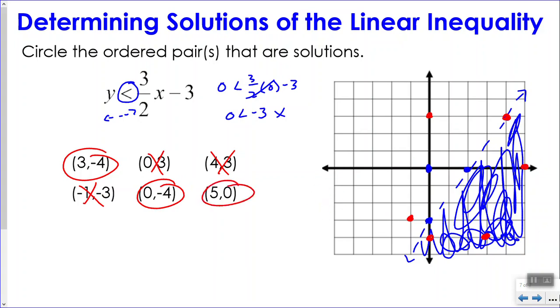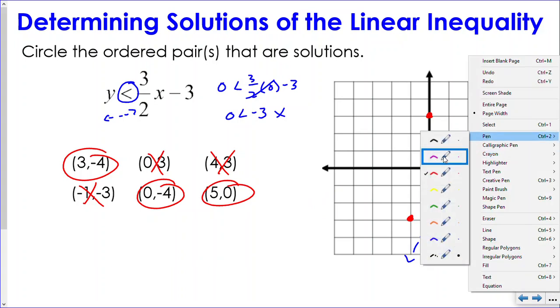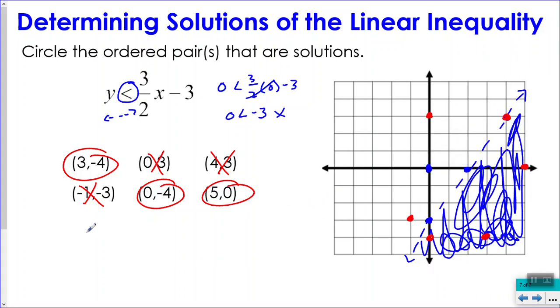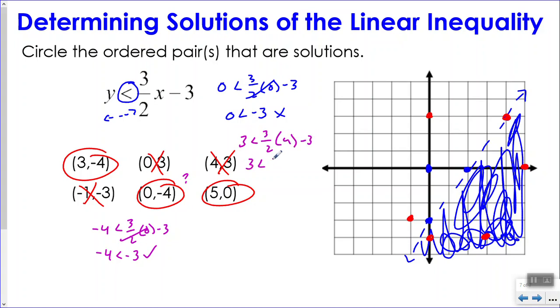Now, if you don't have a graph, or if you have a point that doesn't fit within the coordinate plane that you're using, the other way that you can solve these is by substituting in your x and your y coordinates and seeing if they work. So if we wanted to check (0, -4), we'd substitute in our y coordinate and our x coordinate and see if they work. We'd end up with -4 is less than -3, which is true. Whereas if we tried (4, 3), we would have 3 is less than 3/2 times 4 minus 3. 3 is less than 6 minus 3. 3 is less than 3. That doesn't work, so this does not belong to our solution set.